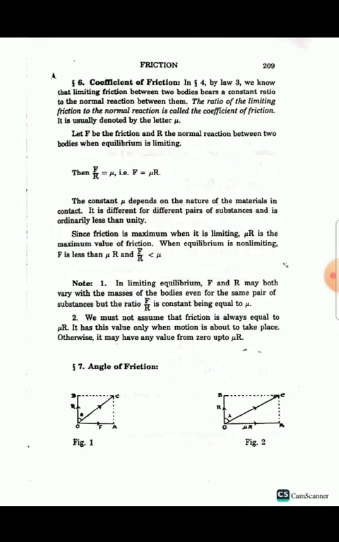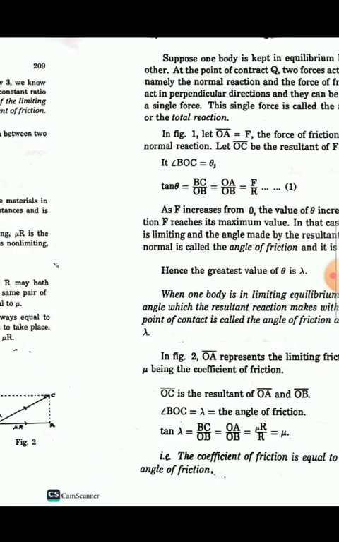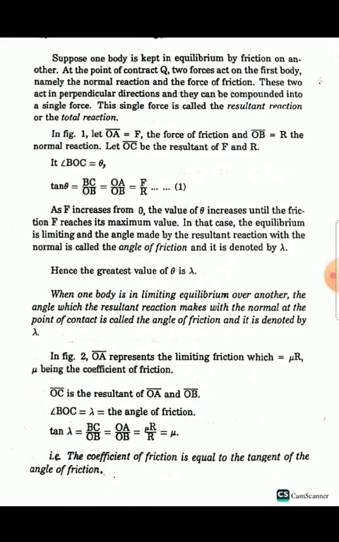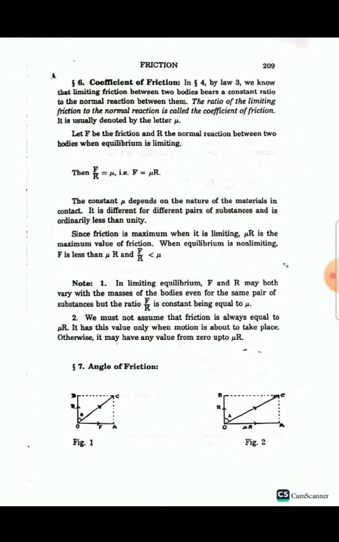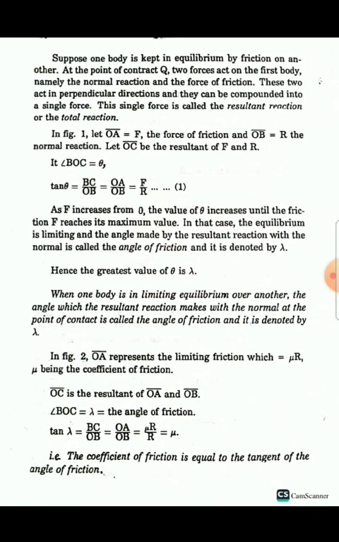In figure 1, F is the friction along OA and R is the normal reaction along OB. These two forces acting at O produce one single force along OC. Let vector OA be equal to F, the force of friction, and vector OB be equal to R, the normal reaction. Let vector OC be the resultant of F and R. In this figure, the angle BOC is equal to theta.